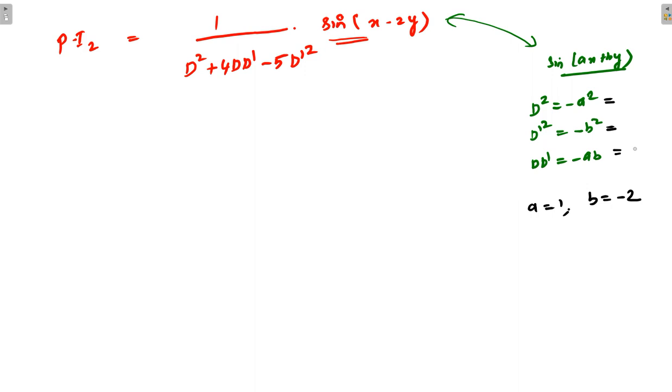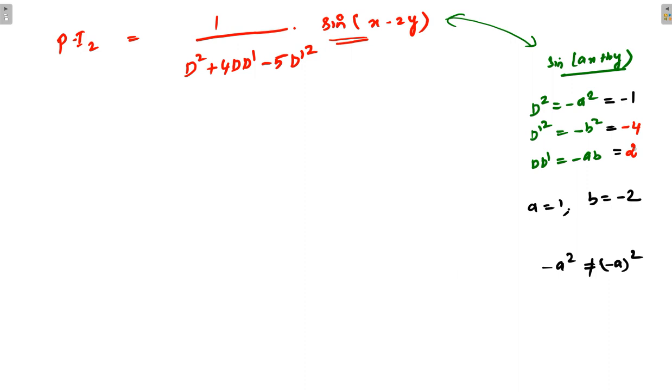minus a square. Minus a square is nothing but after squaring a, you have to multiply by minus. So you must know minus a square is not equal to minus a whole square. Now by using a, squaring this term, you may get 1. So minus 1. Next one is minus b square. B is minus 2. If you square it, you may get 4. So minus 4. If you multiply a and b, you may get minus 2. So minus ab is equal to 2.